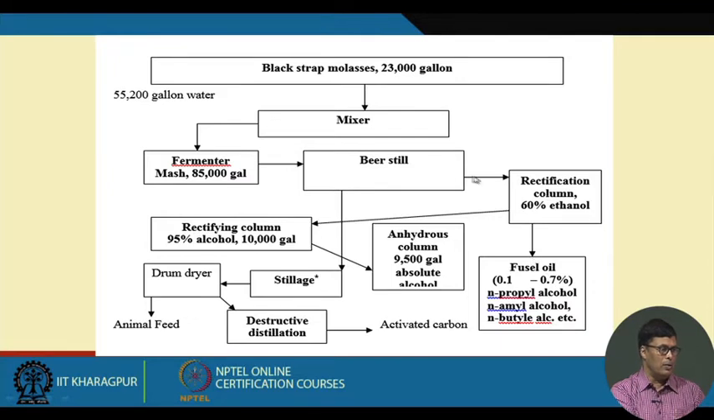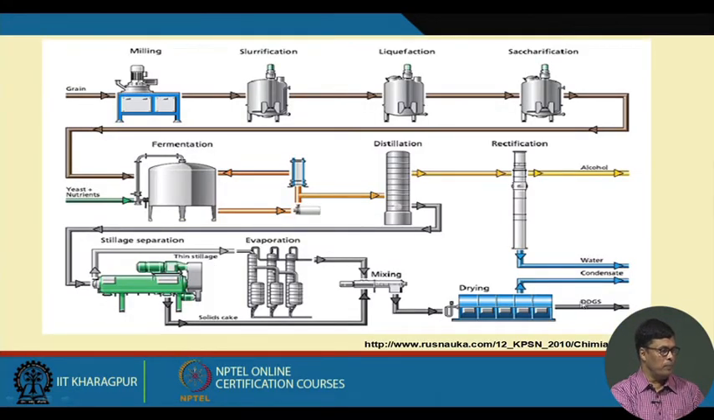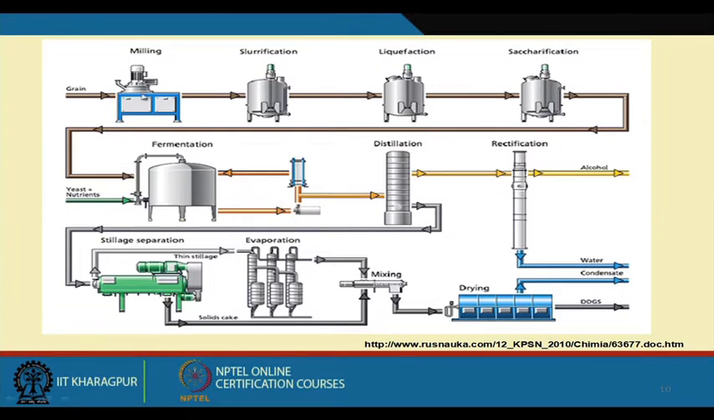Now I was talking about the fusel oil. During the distillation of alcohol we get some fusel oil. The concentration of fusel oil is about 0.1 to 0.7%. Normal propyl alcohol, amyl alcohol and butyl alcohol are the different alcohols present in this fusel oil. Now the process flow diagram is like this.